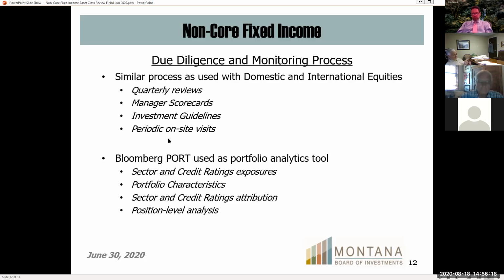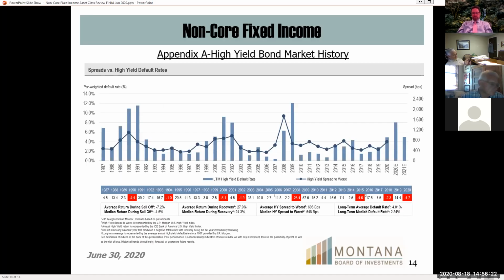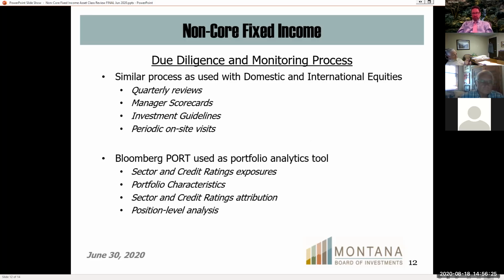And Bloomberg Port. Bloomberg Port is a module within Bloomberg, a portfolio analytics tool that allows us a couple things. We can monitor the sector and credit rating exposures. We can look at portfolio characteristics like yields and duration and number of holdings, sector and credit ratings attribution. So we can break down the performance by credit rating and by sector to determine the drivers of performance, what the manager did well and maybe what they didn't do so well. And we can drill down to position level analysis to look at individual bond credit ratings, the price changes in those individual bonds, changes in positioning, or trades in those bonds too.